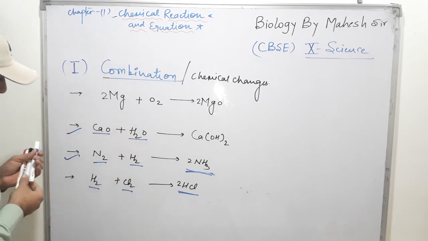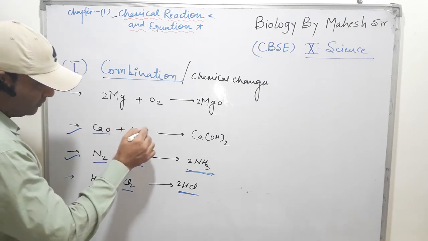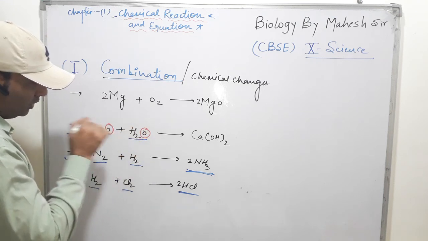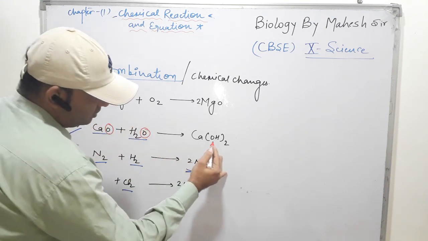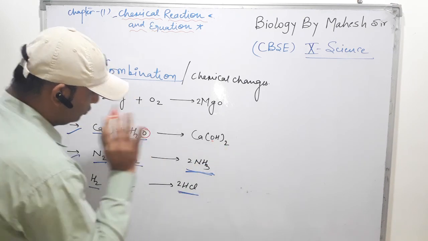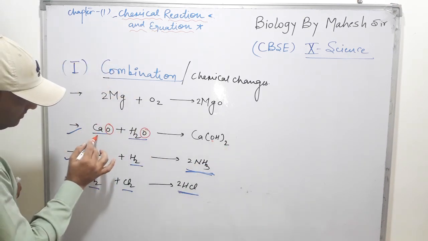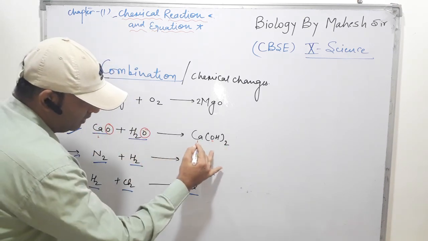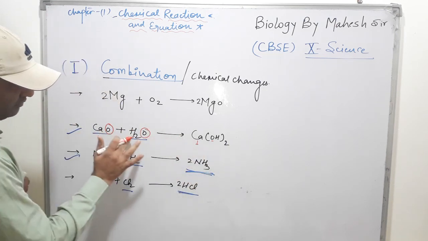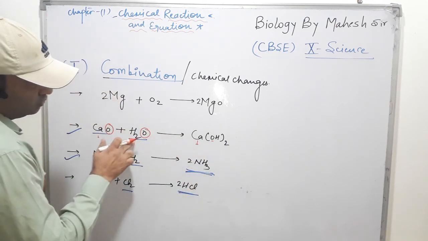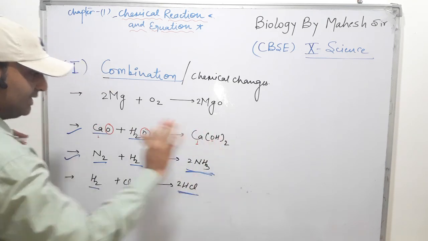The total number of oxygen atoms is 1, 2. Here the total number of oxygen atoms is 2. So it is balanced. Calcium, one; here also one calcium. Now we go to hydrogen, 2; here also two. So it is a balanced chemical equation.